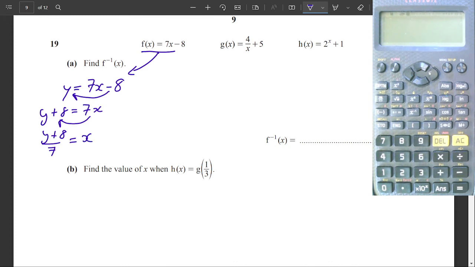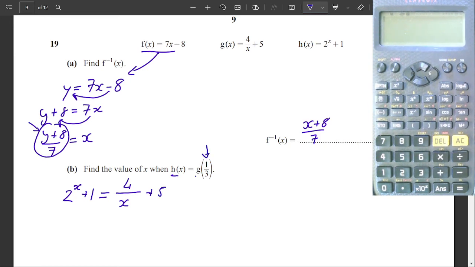Just working backwards. So our final answer is this, but remember to substitute that y for an x. So it will be x plus 8 over 7. For question B, let's start by writing down the function of h. So that is 2 to the power of x plus 1 equals, and then we write down the function of g, which is 4 over x plus 5.